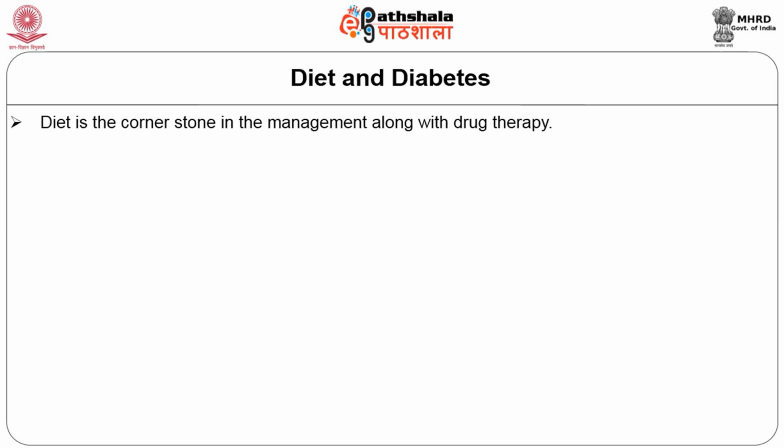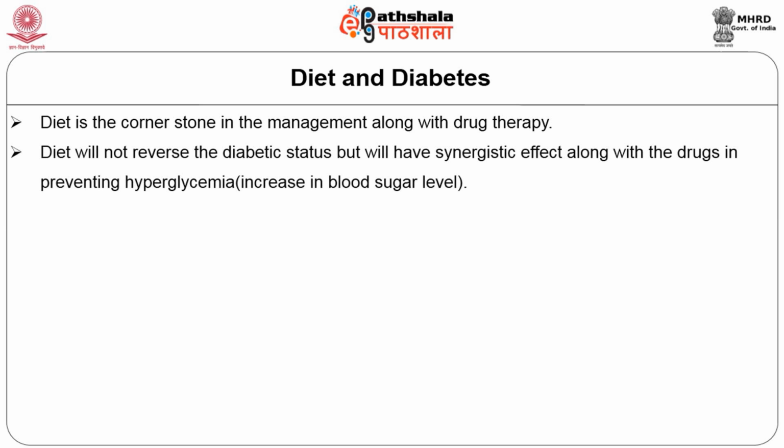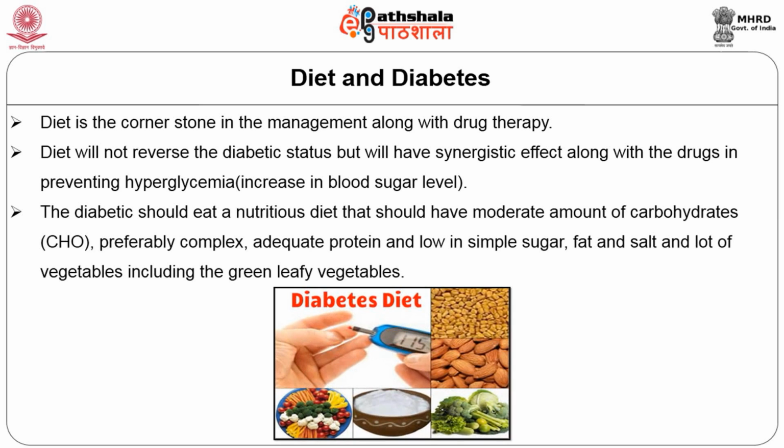Diet and diabetes. Diet is the cornerstone in the management of this disease along with the drug therapy. We all know that diet will not reverse chronic diseases, particularly a diabetic status, but it will have a good synergistic effect along with the drugs to prevent the increase in the blood sugar level. The diabetics therefore should eat a nutritious diet that should have a moderate amount of carbohydrates, which are preferably complex carbohydrates, adequate protein, low in simple sugar, fat, and salt, and a lot of vegetables including green leafy vegetables.